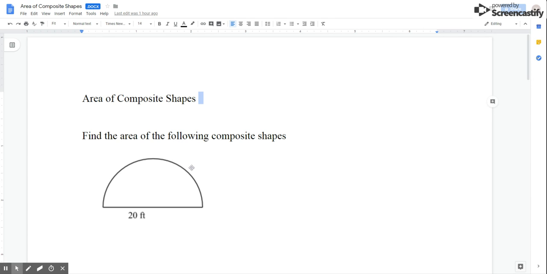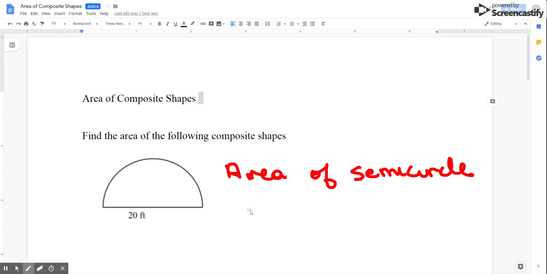The area of a circle is pi r squared. And since we're doing half a circle or a semicircle, so we're finding the area of a semicircle. And that's the area of a circle, which is pi r squared. And since this is half a circle, we're going to divide by 2.